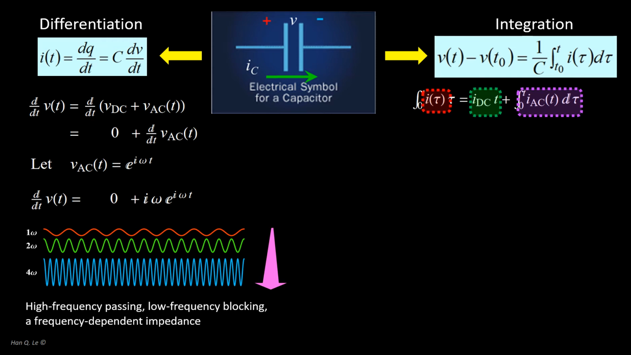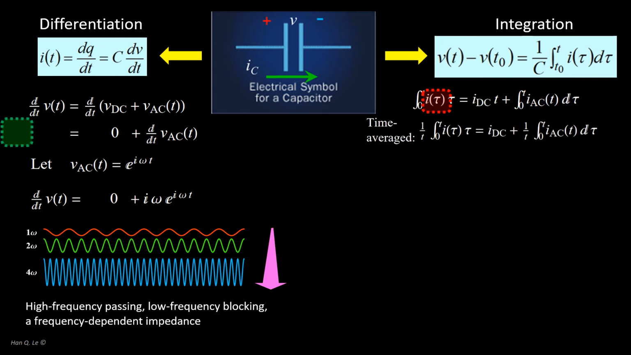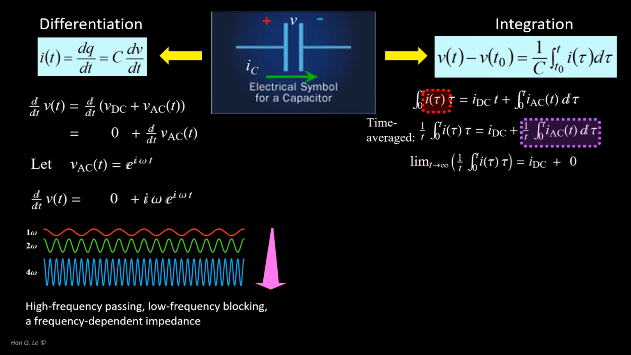Taking the time average, it becomes the DC term again, plus the time average of the AC current integration. By the very definition, the long-term average of the AC integration is to vanish, leaving only the DC component. Hence, integration is the reverse of differentiation. Differentiation blocks the DC, lets through the AC. Integration is to smooth out the cumulative AC component to zero, and keep only the DC.